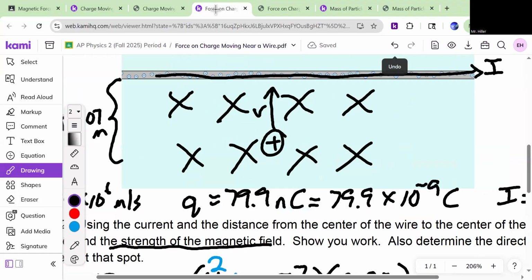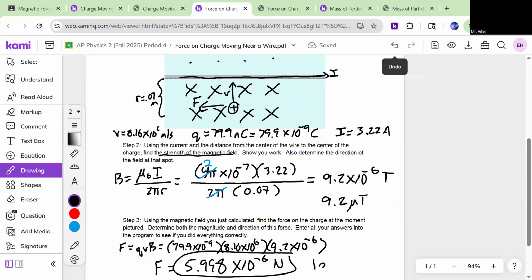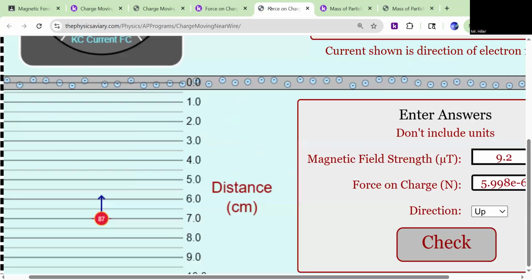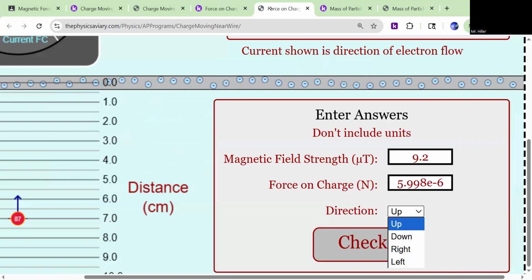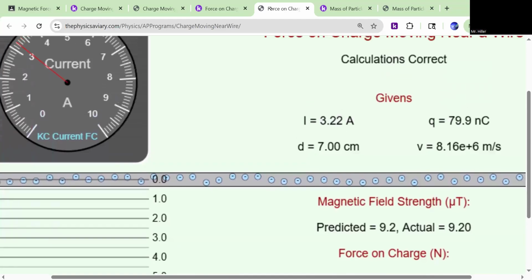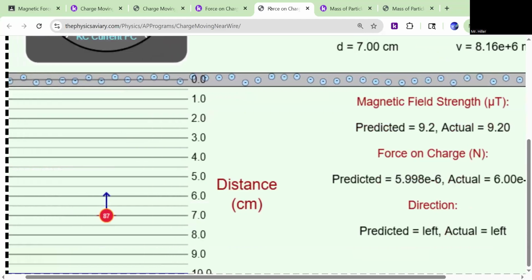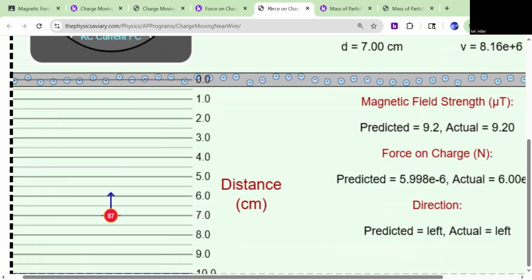So if I use the right-hand rule, I put my fingers into the page. My thumb is up. My pencil tip is pointing to the left. Okay, so the force is directed left, which would be in the negative x direction. It looks like up, down, right, or left, so left. Okay, and there we go for question number 2. That worked out good. Hopefully you were able to get question number 2 correct.